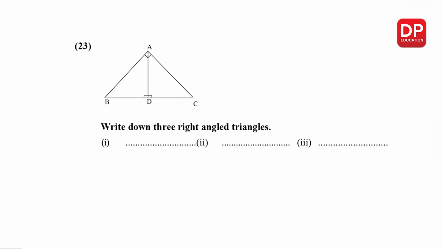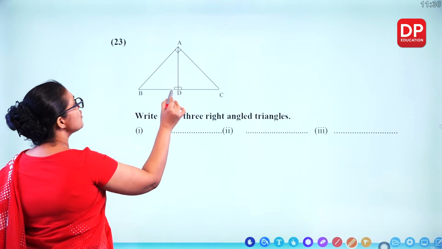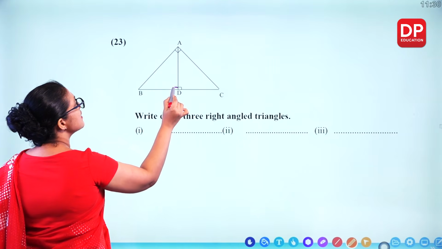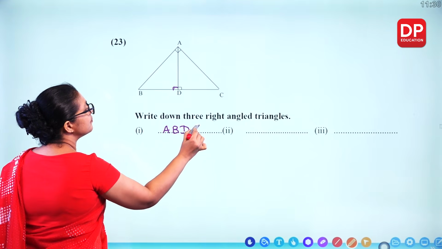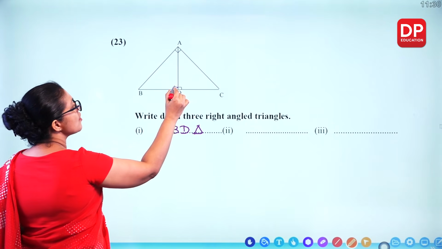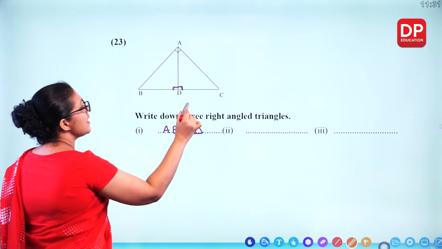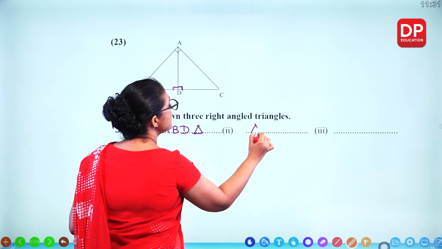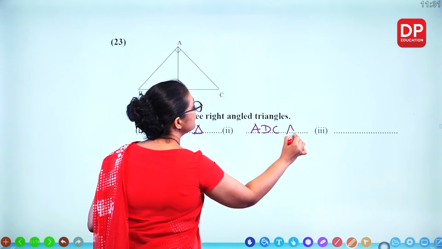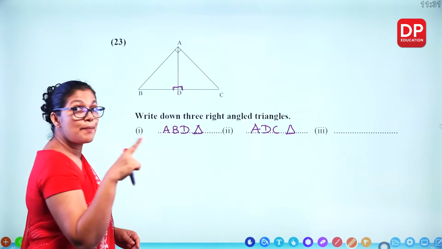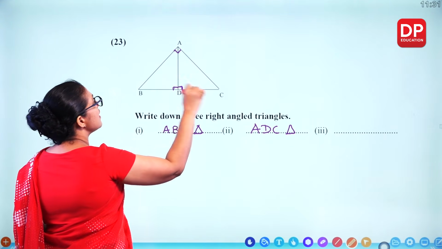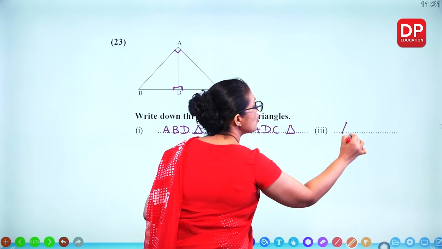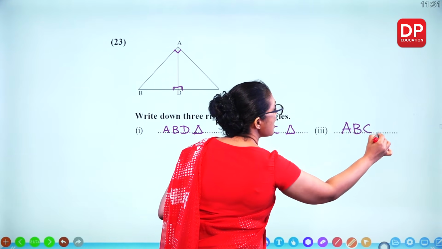Look at this triangle. Write down 3 right angle triangles. When you take smaller one, this is 90. A, B, D triangle. Other side also, this is 90. ACD or ADC triangle. And when you take the big triangle, this is 90 degrees. ABC triangle is also a right angle triangle.